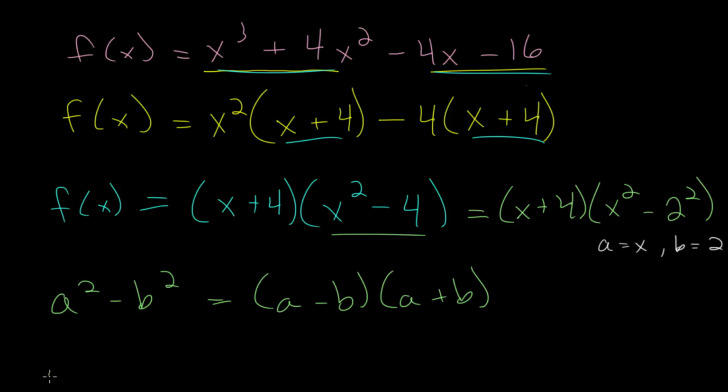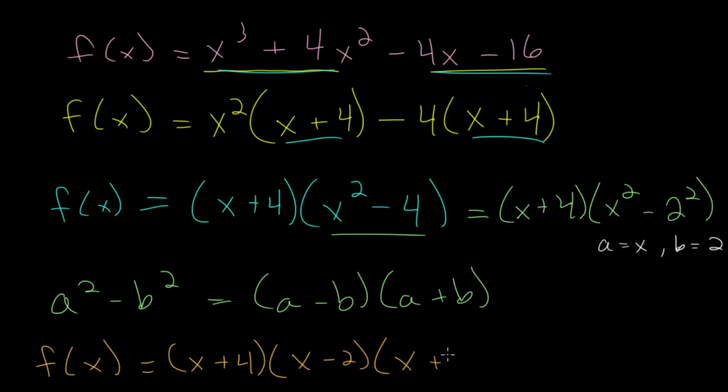And let's just rewrite everything. We have that f of x is this x plus 4 multiplied by this difference of squares. We'll now apply the formula. We have the first one minus the second one, ignoring the squares, and the first one plus the second one, again ignoring the squares. And now that we have this in its factored form, we can set it equal to 0. And to solve this, we use that zero product property.